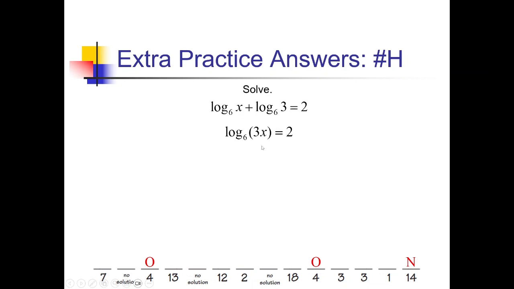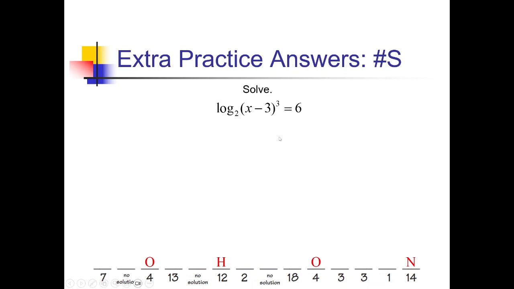Now I'm going to go ahead and raise my base of 6 to both sides. If I do that, on the left side, the log and the 6 cancel, leaving me with just 3x. On the right side, 6 to the second power is 36. And then dividing both sides by 3 to get x by itself, we end up with 12. If I plug 12 back in here, I'm only taking logs of positive numbers, so that's a good answer. Let me then put an h above 12 right there.